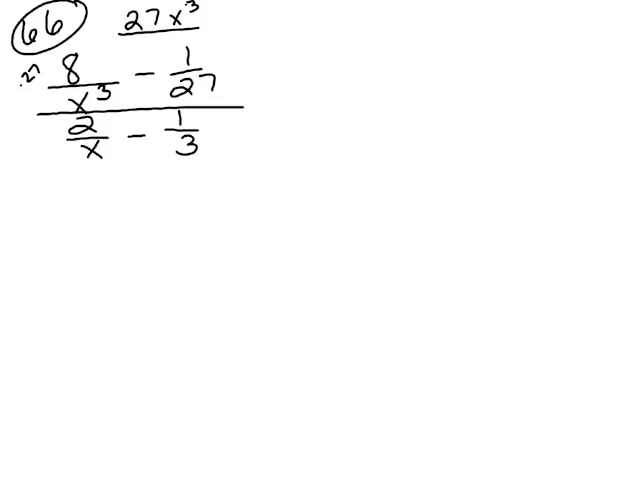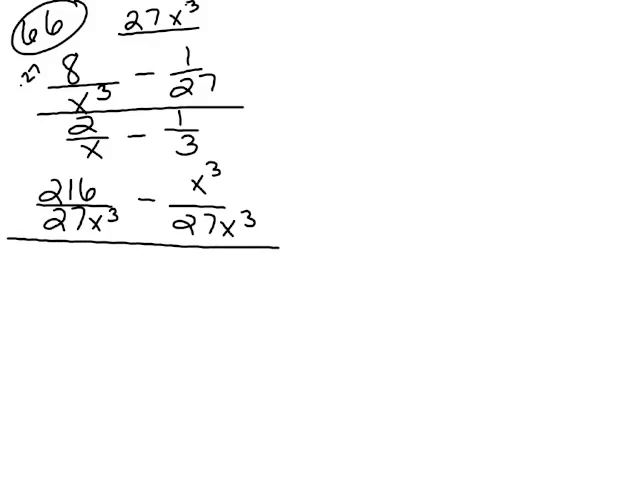Grab your calculator. 8 times 27, 216 over 27x cubed. Okay. And then our second term, I need to times by x cubed to get 27x cubed on bottom. So I'll have x cubed on top, 27x cubed on bottom.